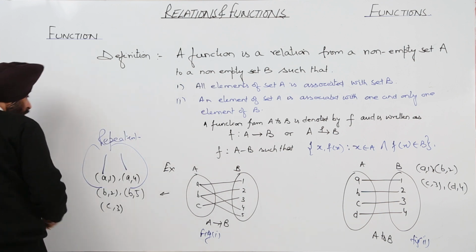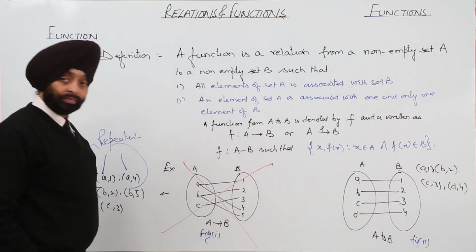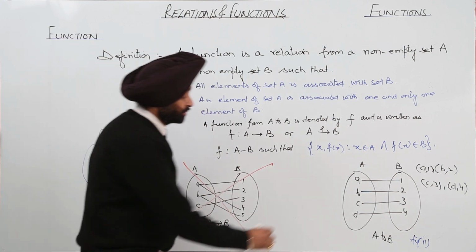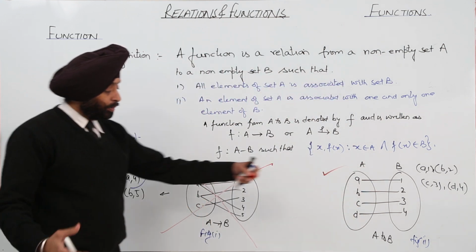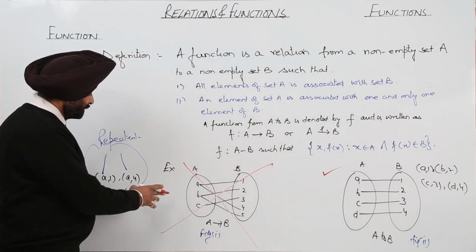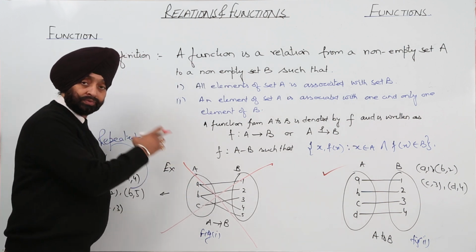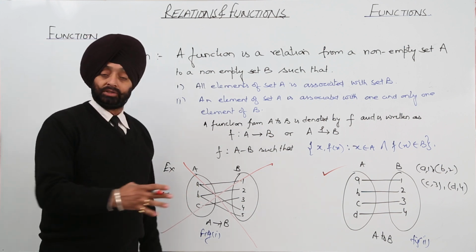Therefore, this is not a function. This is not a function. This is a function. Is it clear? So this is the difference. This is a special type of relation. That's why it is a function. Now remember, never you can say when one element of set A is repeated, any of the element is repeated, then it is never a function.